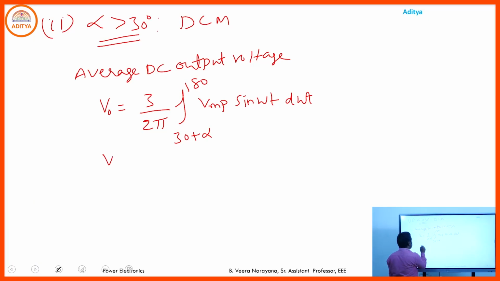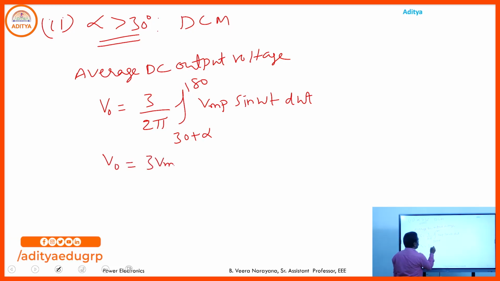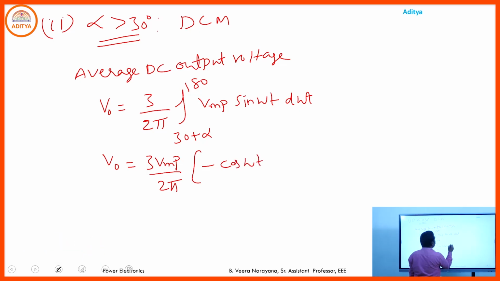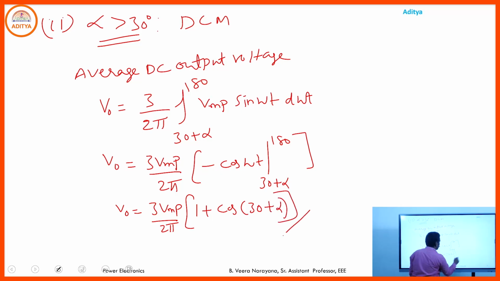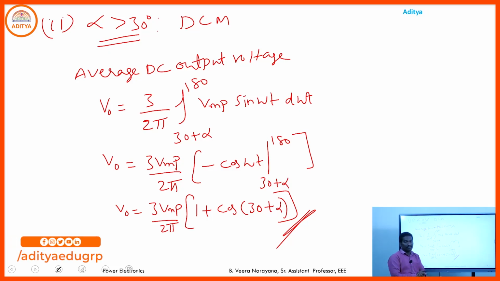So what will we simplify? By simplifying this expression, V naught is equal to 3 Vmp by 2 pi, minus cos omega t between the limits 30 plus alpha to 180. By replacing this, V naught is equal to 3 Vmp by 2 pi, cos 180 is minus 1, minus of minus, plus cos 30 plus alpha. So here is the average DC output voltage of the 3-phase half wave controlled converter with R load in discontinuous conduction mode.